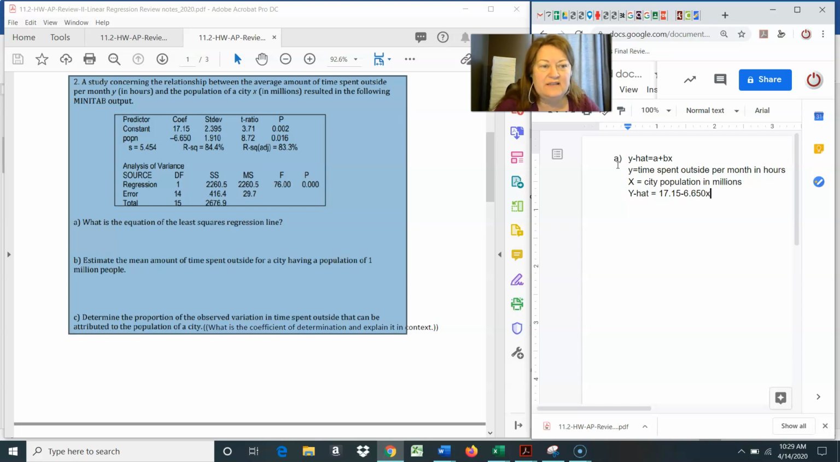You always identify your variables, and in every single AP question, you always identify every variable that you are using in context. Never should you have an equation that's just talking about x and y. Always talk about it in terms of context back to the problem. In this case, we're talking about hours spent outside per month and populations in millions. All right, on to part B.